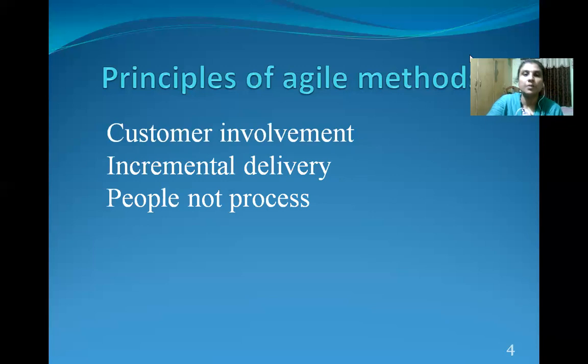The next principle of agile methodology is people not process. People not process is basically that we need to identify the skill set of the employees or the development team, so who is good at what. If a person is good enough in designing, we need to give the job of designing the system. If a person is good enough in testing, we need to assign the task of testing.